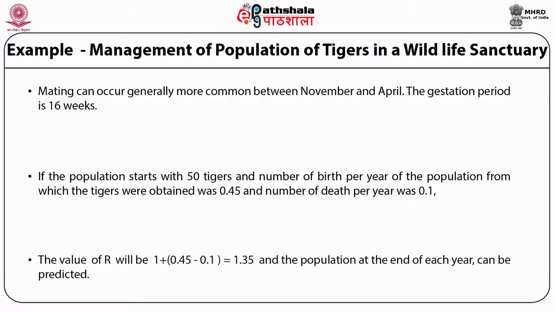Thus, the value of R can be calculated as R is equal to 1 plus B minus D, which will be equal to 1 plus 0.45 minus 0.1, equal to 1.35, and the population at the end of each year can be calculated and predicted.